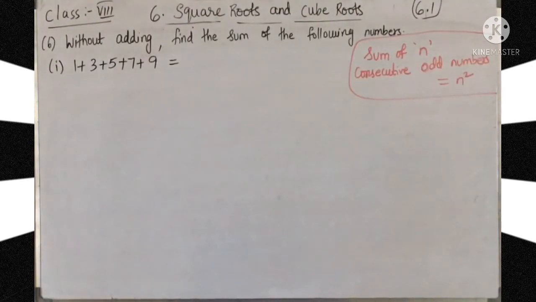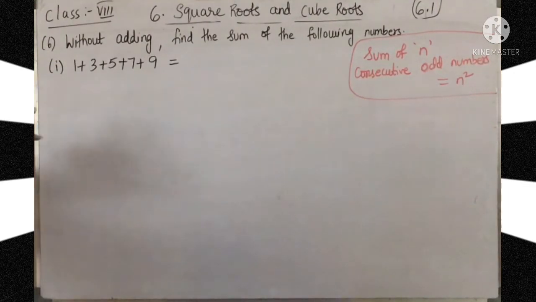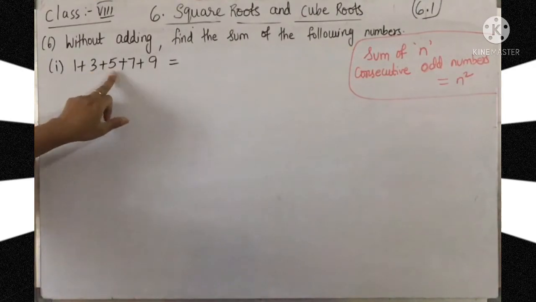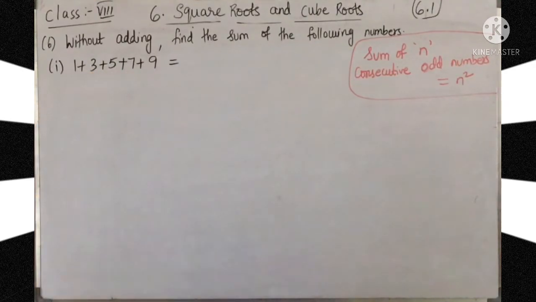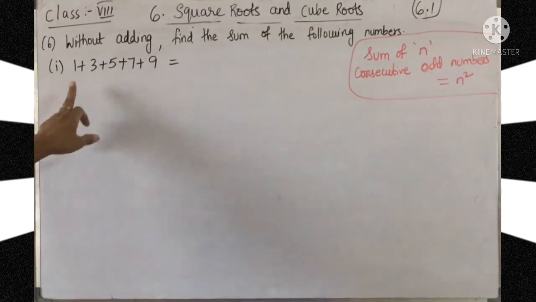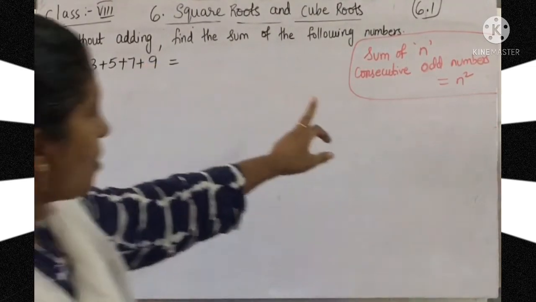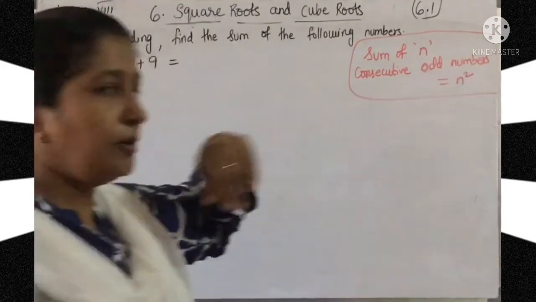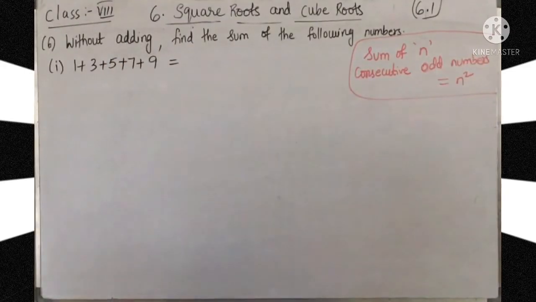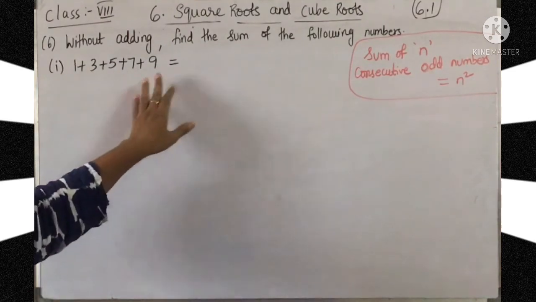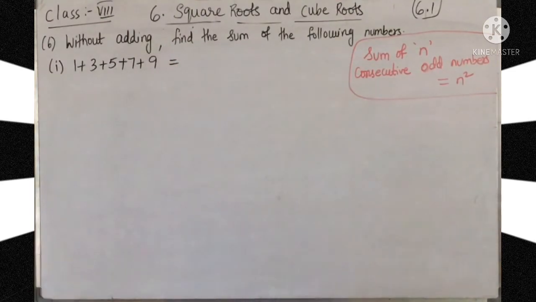Coming to sixth question, without adding, find the sum of the following numbers. So without adding, if you see, 1, 3, 5, 7, 9 are odd numbers. Yes, children? And they are continuous numbers. So there is one formula: the sum of n consecutive odd numbers. What does consecutive mean here? They are continuous. So when odd numbers are continuous, their sum will be given by n square.